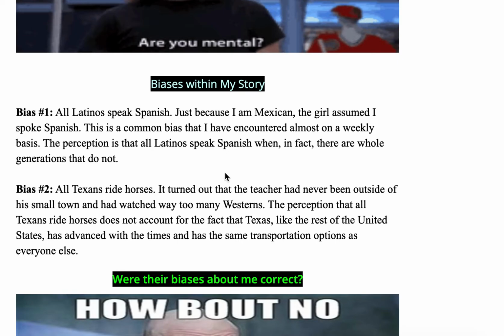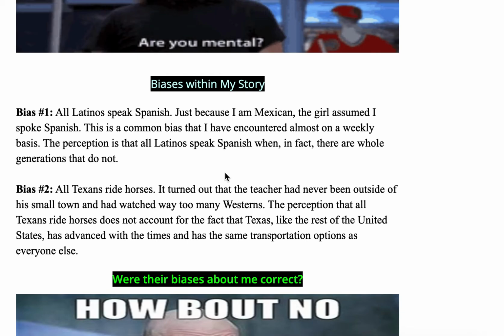It turned out that the teacher had never been outside his small town and had watched way too many Westerns. The perception that all Texans ride horses does not account for the fact that Texas, like the rest of the United States, has advanced with the times and has the same transportation options as everyone else. So if you've never been outside your little town, your state, and all you watch is these movies that portray Texas as this Western area where we walk around with cowboy hats and cowboy boots and we ride horses, you might not realize that that was not common.